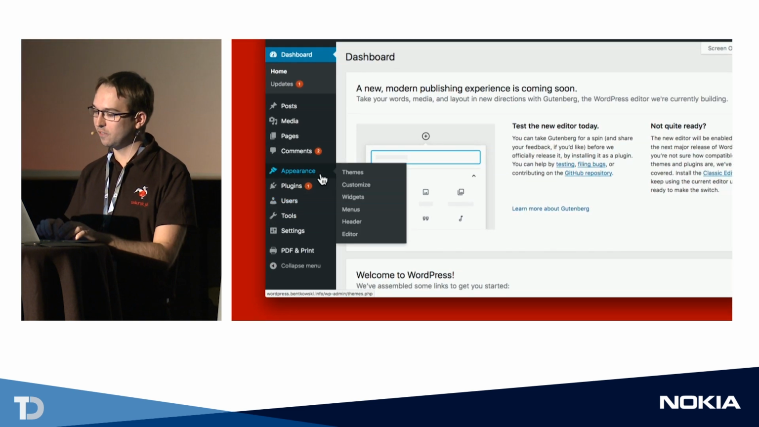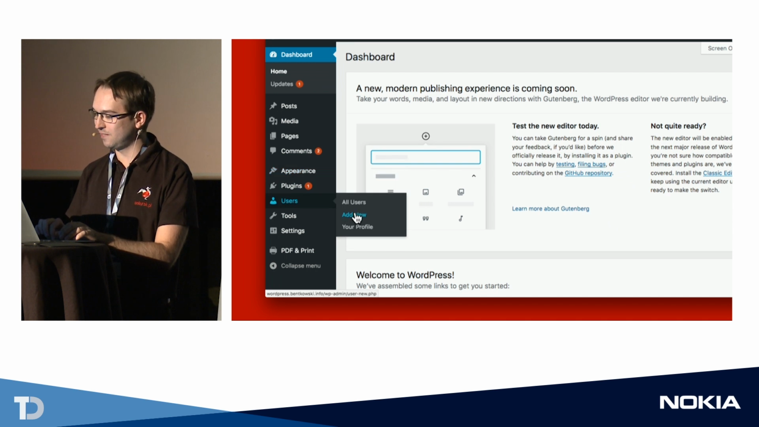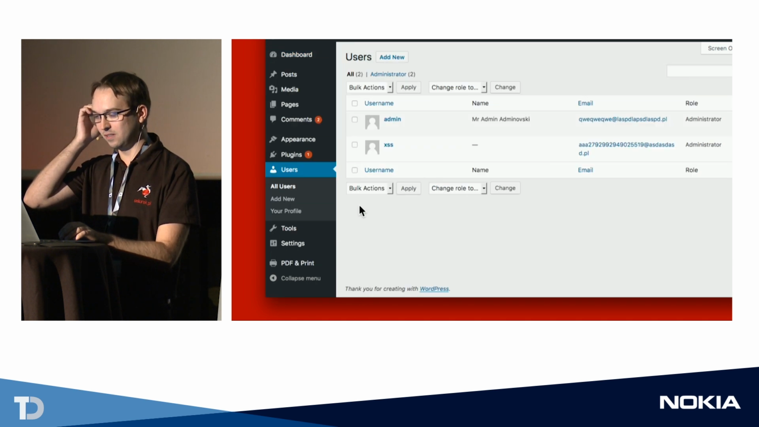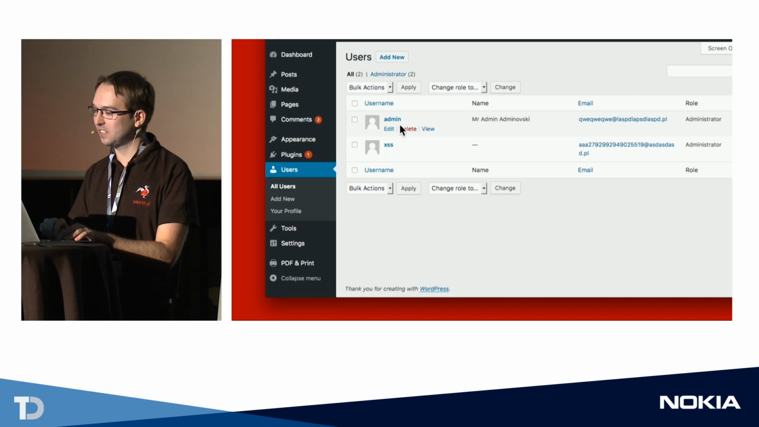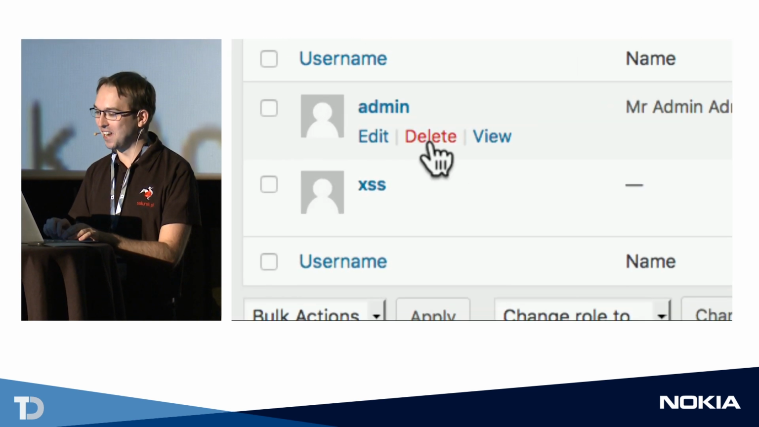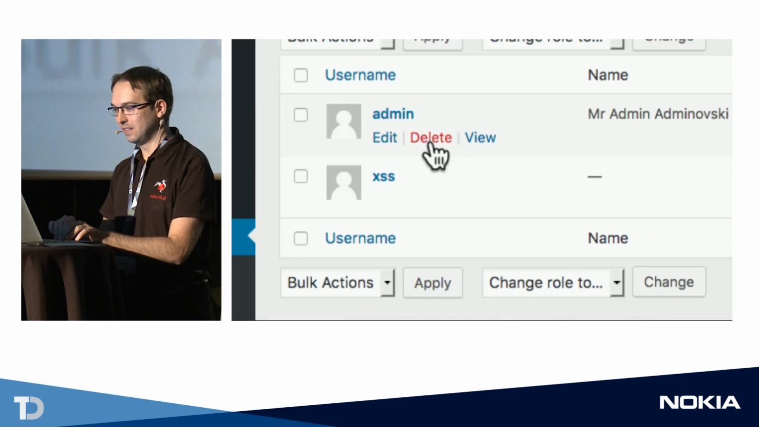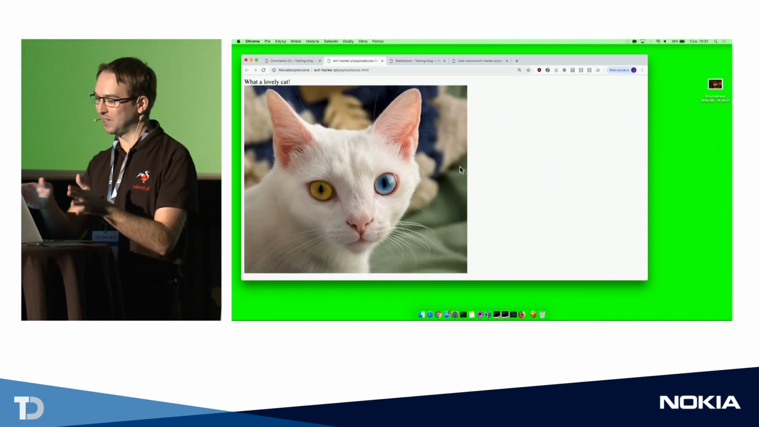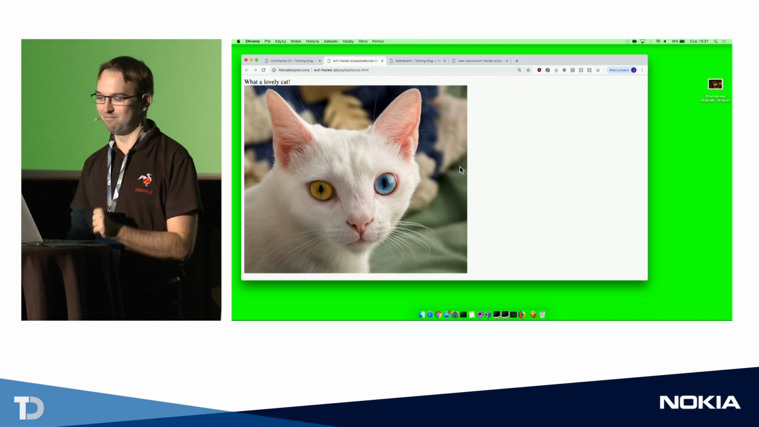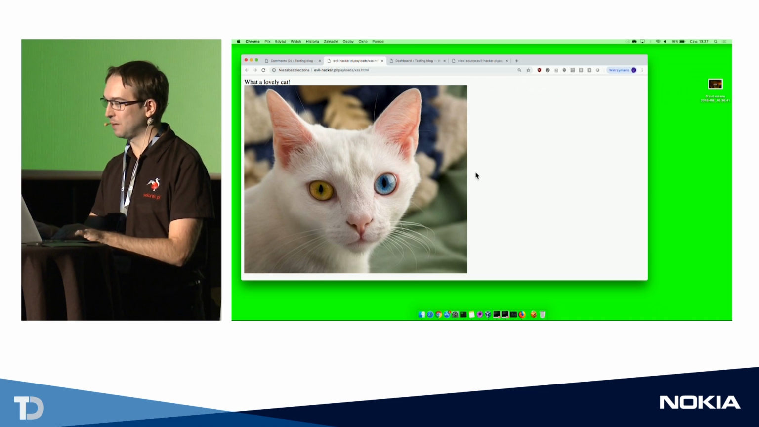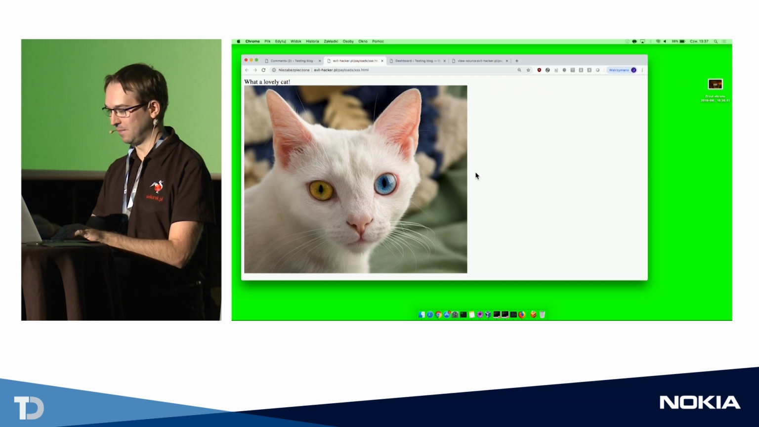And now I can do whatever I want, because I am just an admin on that WordPress. I can go to the user list, and I can say, well, goodbye, Mr. Admin. We now own the blog. So the question is, what happened on that page? I can only see a picture of a lovely cat. However, something must have been going on.